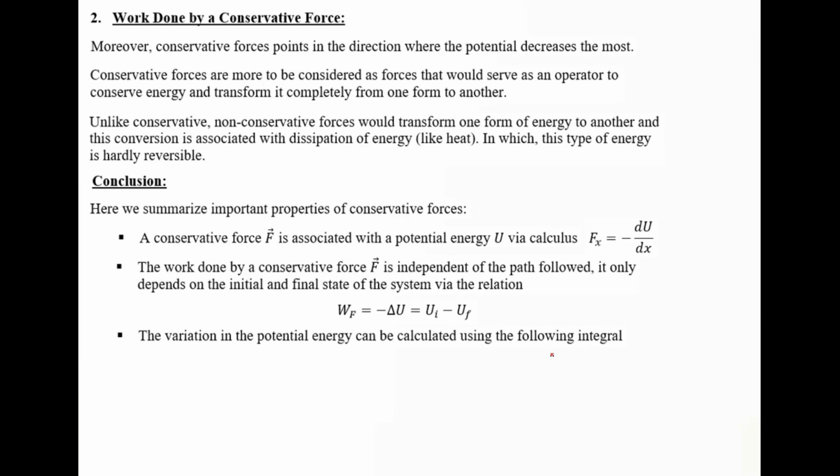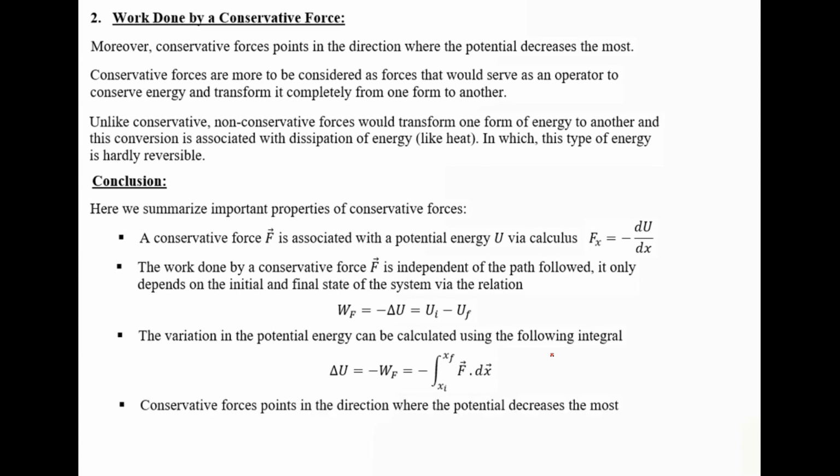The variation in the potential energy can be calculated using the following integral. The change in U is minus WF, which is minus the integral that we know. Conservative forces always have a direction that points toward where the potential decreases the most. Conservative forces convert one type of energy into another without any loss.